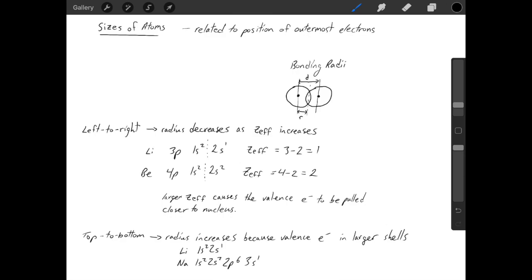In lithium, the valence electron is in the n equals 2 shell, and in sodium, the valence electron is in the n equals 3 shell, and that n equals 3 shell is much larger and spreads out much further away from the nucleus, so sodium ends up being much larger than lithium.